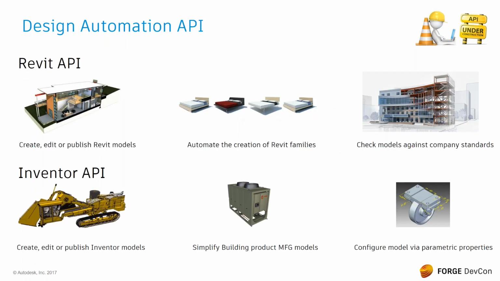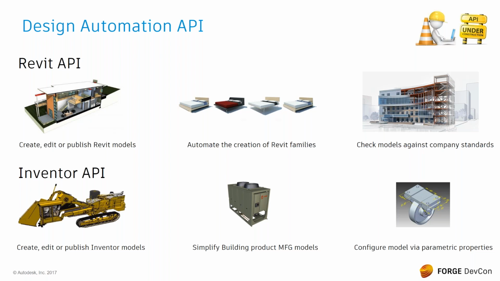The other API is in what we call a private beta right now, so it's sort of invite only, versus a public beta, which is available, like the Webhooks one, up on forge.autodesk.com right now. This is the new design automation APIs. If you're not familiar with the design automation API, today we have a design automation API for AutoCAD.